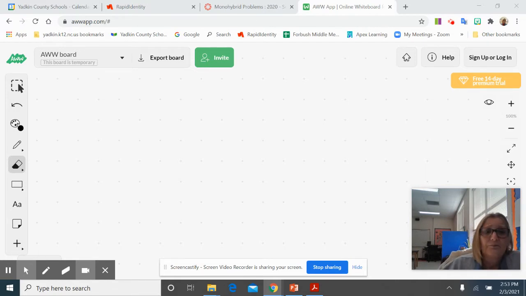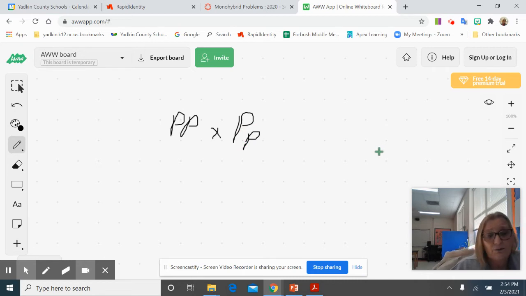So the first problem, and it's kind of jacked up when I draw on this, so y'all just bear with me. The first problem is dominant P crossed with dominant P, recessive p. And if we look at P, we're talking about flowers, in particular, purple flowers. So this is a homozygous, pure purple flower. This is a heterozygous, hybrid purple flower.